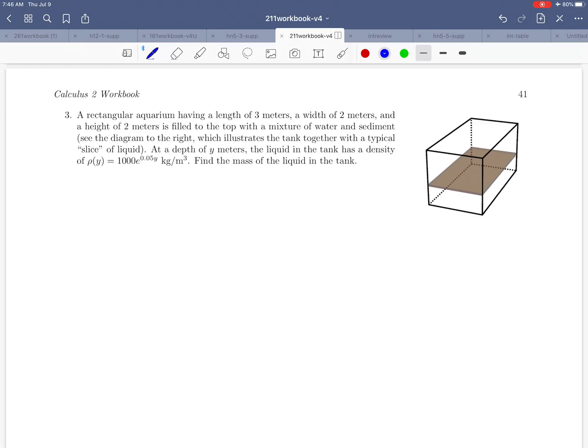Hello everybody, and welcome to exercise 3 on page 41 of the workbook. Let's take a minute just to read this problem together.